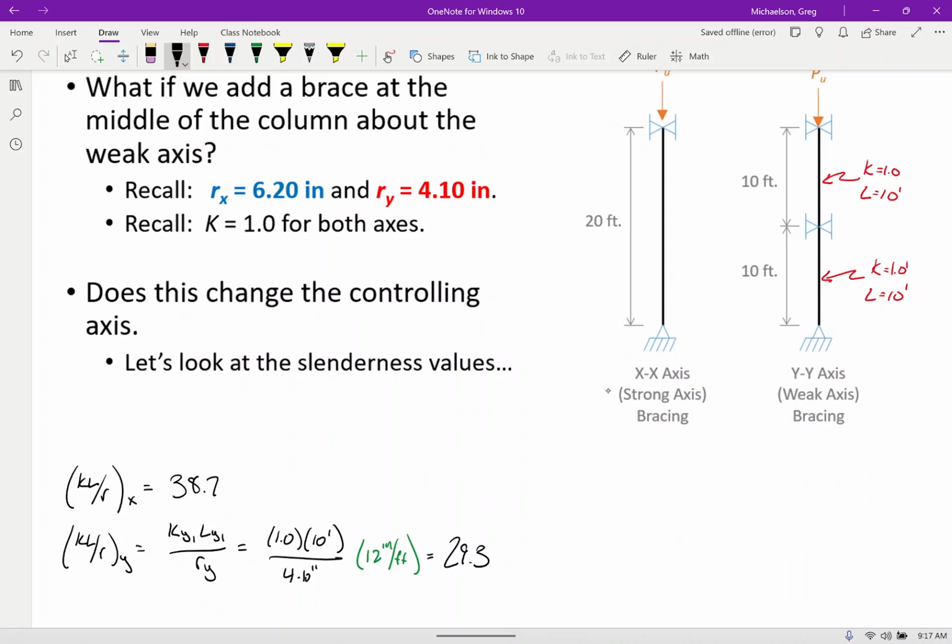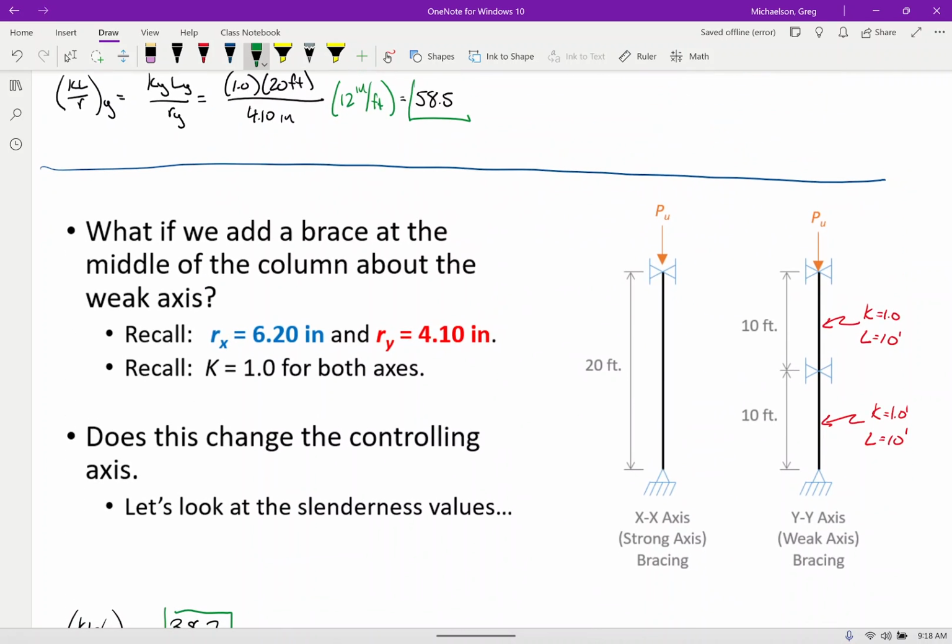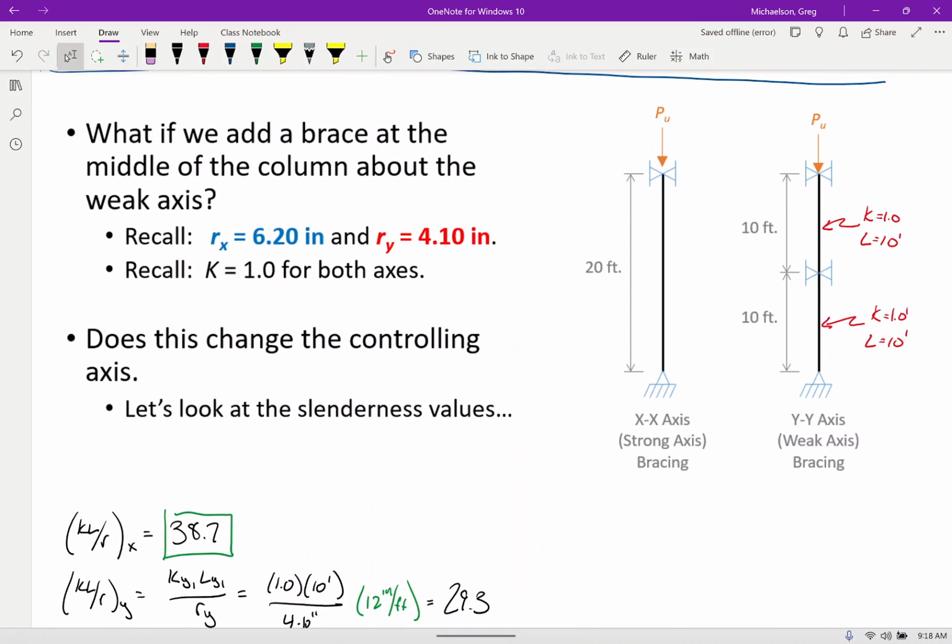Yeah, we did. Because here is the controlling slenderness with the brace, and here is the controlling slenderness without the brace. So we actually made the column stronger by putting a brace in there. We decreased the controlling KL over R. So if we decreased the controlling KL over R, what happened to the capacity? It went up. Okay? Does that make sense?